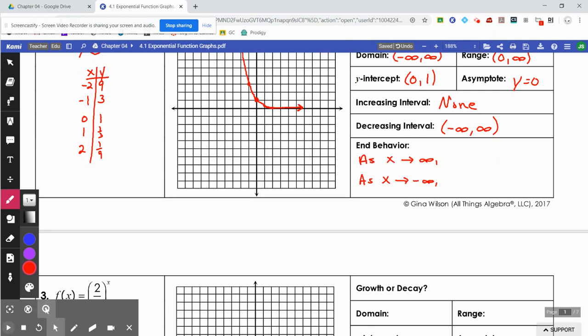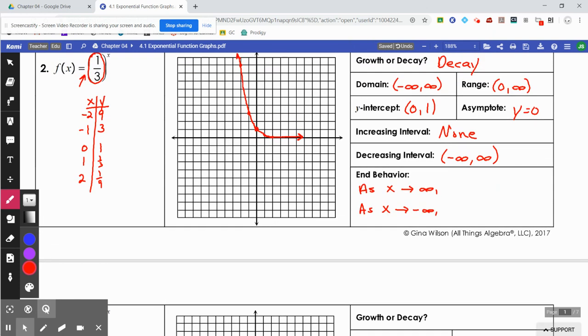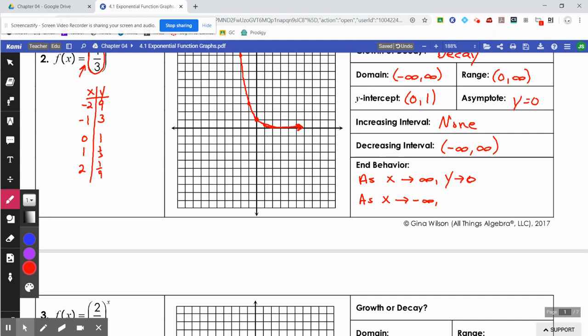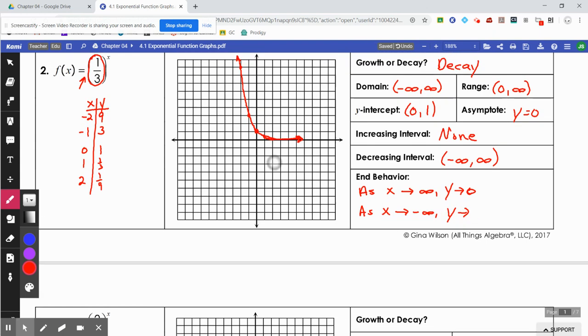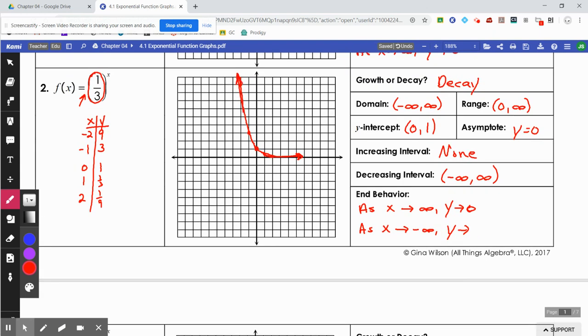In end behavior, as you travel to the right on your graph, notice again your graph levels out to a y value of 0. So as you travel to the right, your y approaches 0. As you travel to the left, your graph increases without bound, so therefore it would approach infinity.